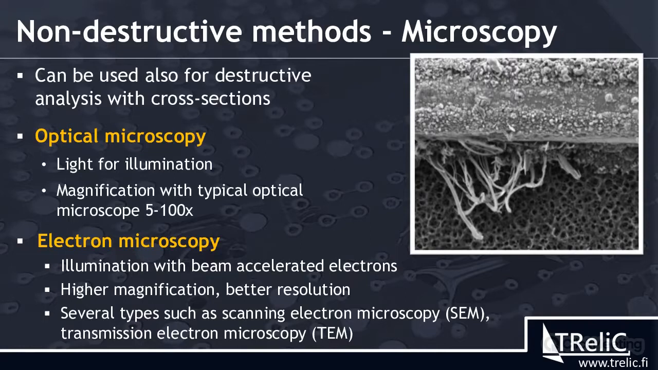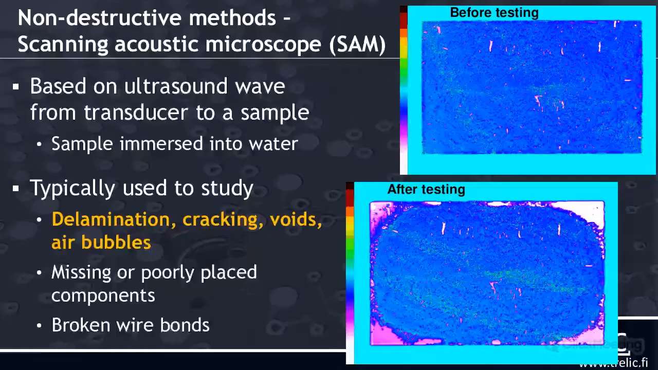Electron microscopy, so SEM, for example, is more detailed. This is a picture taken from a corroded wire with SEM, but typically we need to use this as a destructive method. But it gives more detailed analysis of the materials, for example, all the surfaces, all failures, and so on.